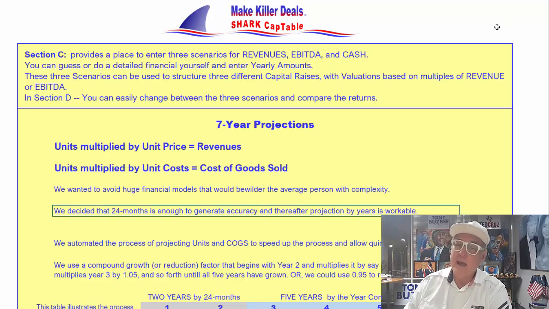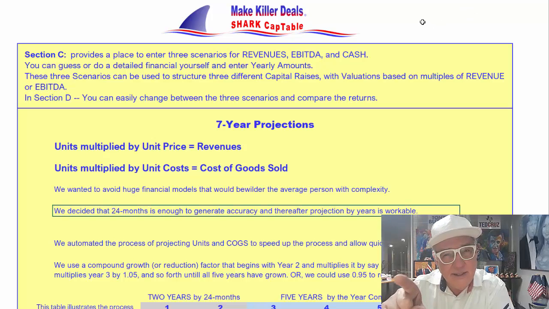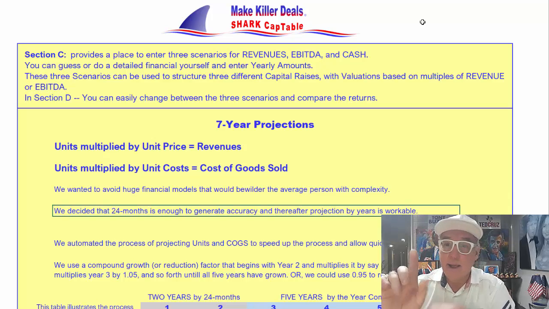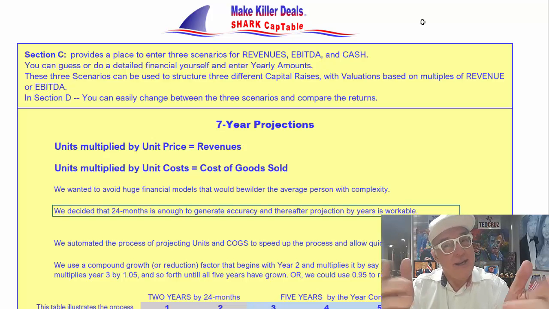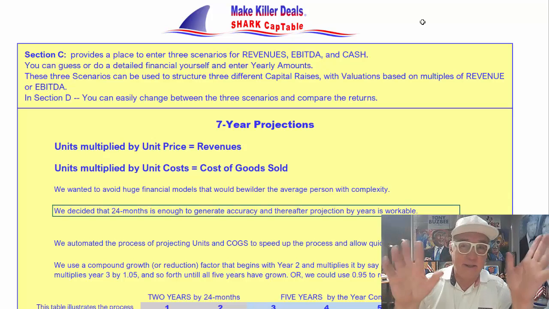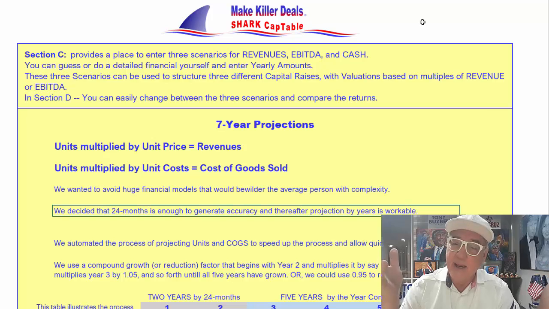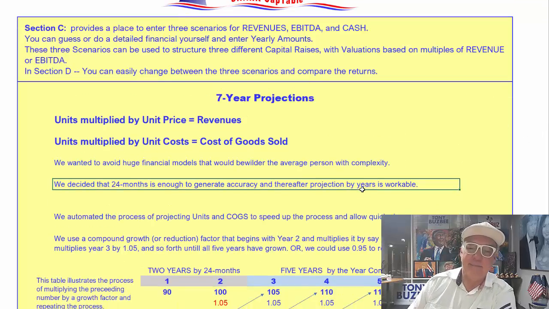It's good enough. Anyway, just remember, no matter how accurate you think your projections are, they're still guesses. But you have to have guesses so that you know where you could be and how much cash you might need. And most important of all, you want to tell your investors how lucky they're going to be if they invest with you and you meet your projections. You're going to make millions and millions of dollars, maybe even billions of dollars. Hey, why not? Think big. I like to think big. You should too. All right, so let's get into this thing.